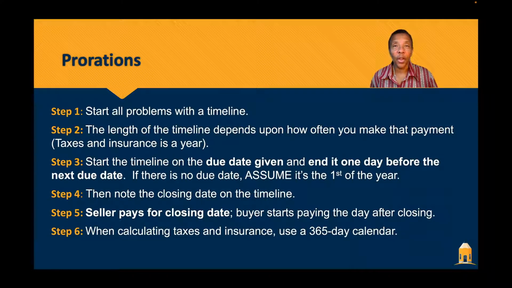This often presents problems for students because if the timeline is January 1st, students can easily end it December 31st. But what about if your timeline starts on August 7th? Well, the end date is August 6th of the next year. So what do I say to my students? I always say stop your timeline one day before the next day that it is due. If there is no due date given in the example, just start your timeline on the first of the year.